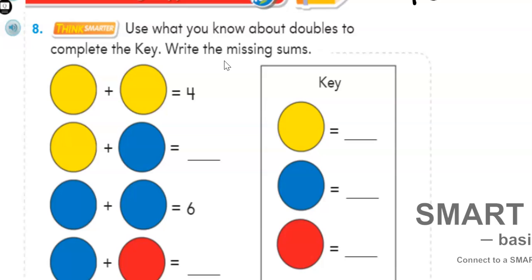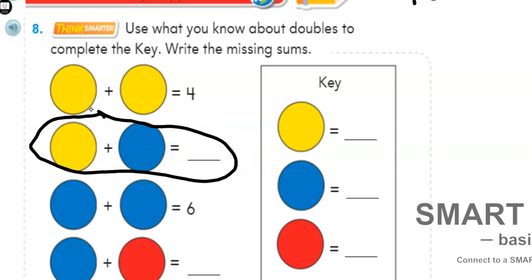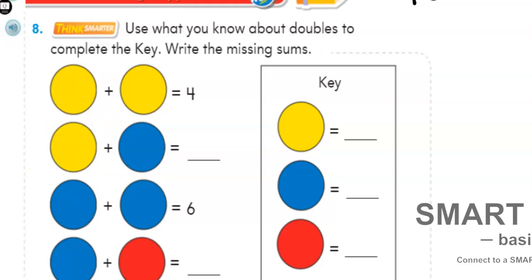Okay, so for this one, it wants us to solve, but it doesn't give us a ton of the numbers. Like for this one right here, there's no numbers in there. And we don't have any on our key. So we're going to solve the ones that do have numbers, and we're going to just know that those ones are doubles facts, okay? And then we'll put that into our key so we can solve for the rest of them. So we're going to start with this top one here. It says blank plus blank equals 4.